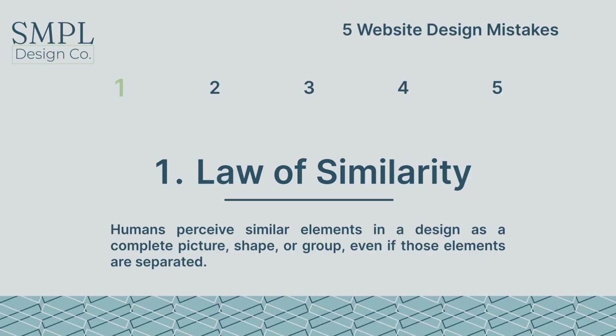So rule number 1 that you may be breaking is called the law of similarity. This is the idea that humans perceive similar objects in a design as a complete picture group, even if those elements are separated with space in between them. Basically, your mind likes to group things together, and if these elements that are supposed to be related to each other don't look alike, then anybody who's viewing your website won't understand that they're supposed to be similar objects.